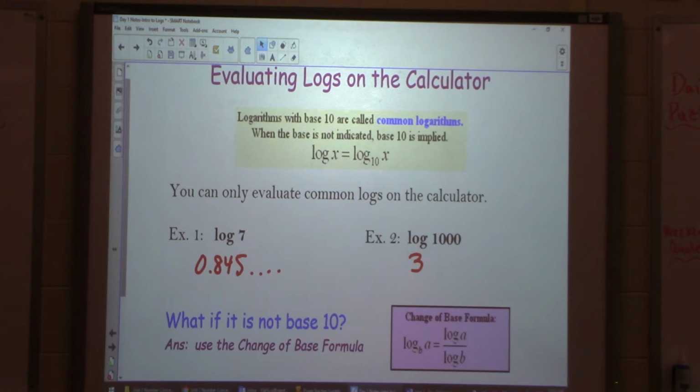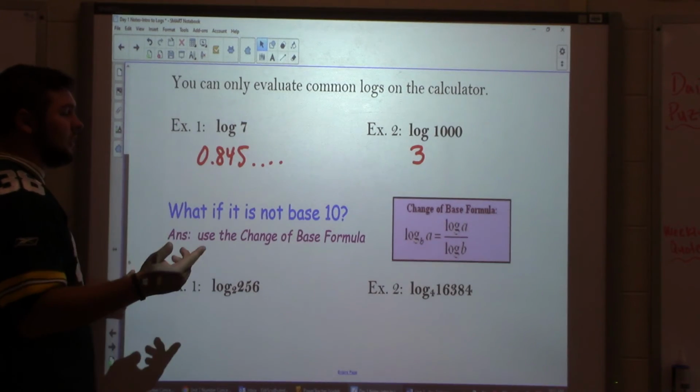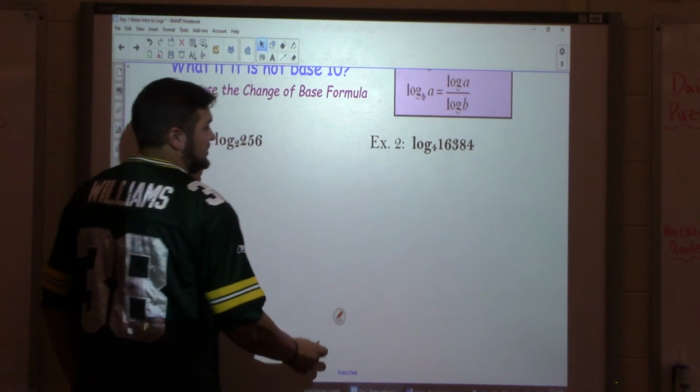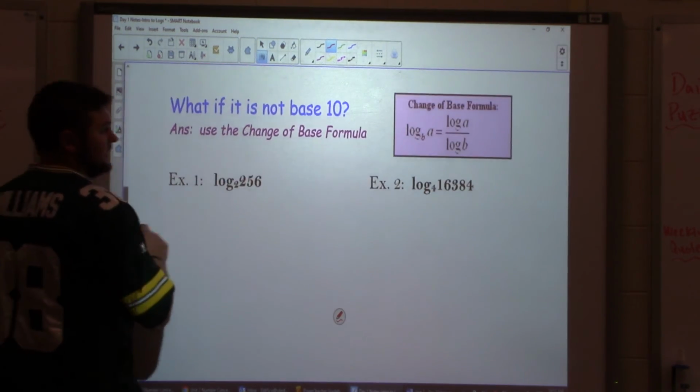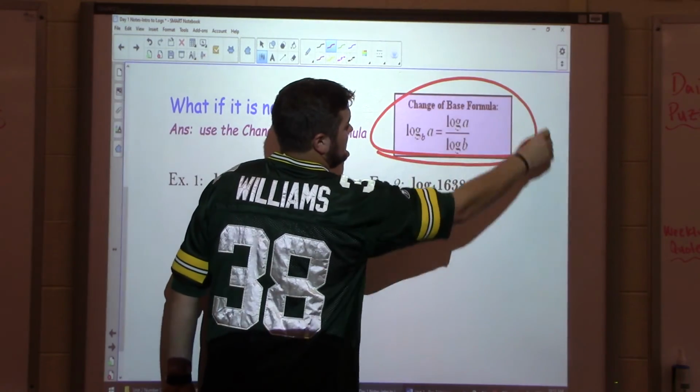Yeah. Okay, good. Well, what if it's not a base of 10? We can't use that log button. What we can do, though, we're going to end up using the log button, we can use what we call the change of base formula. Right? It's changing into a base of 10. So change of base formula.